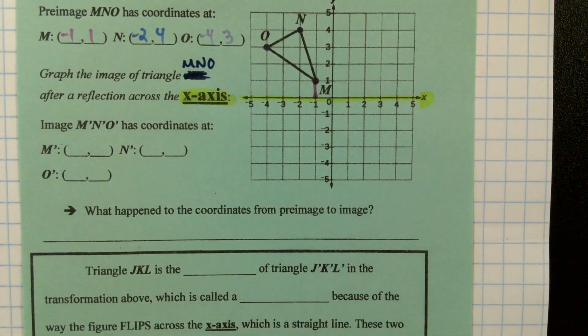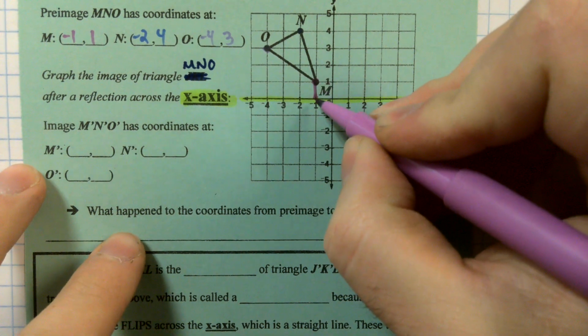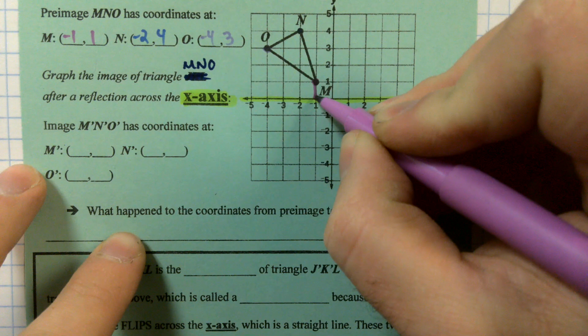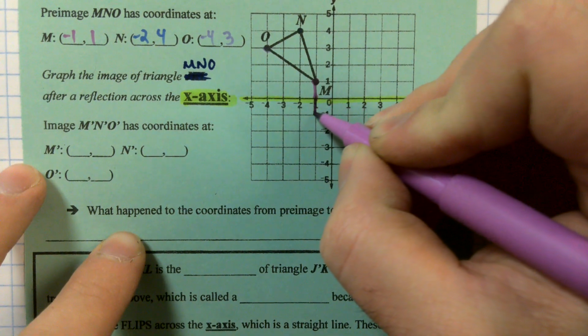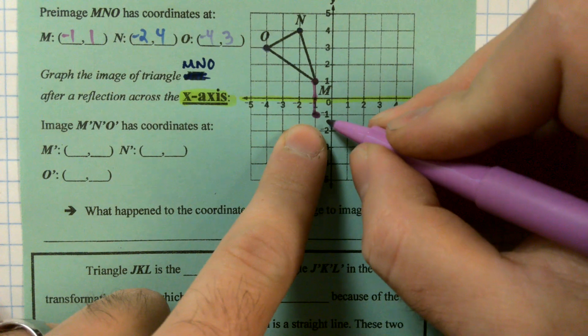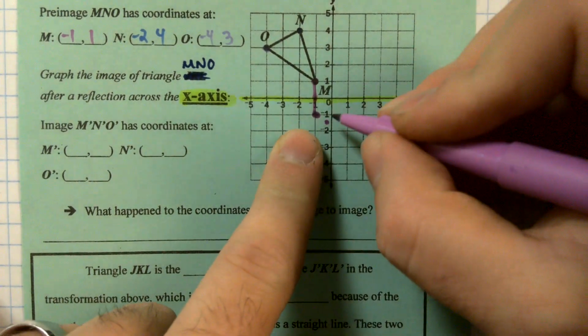Now, when you're looking in a mirror, your distance is changing. If you get closer, your reflection gets closer. If you get further, your reflection gets further. So M is going to be exactly the same amount away from the lake as it is past the lake. So I go 1 space down, I go 1 space past, I make a new point. What is M now going to be called? M prime.